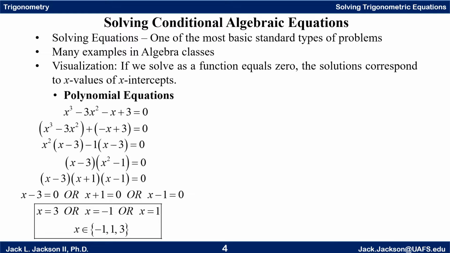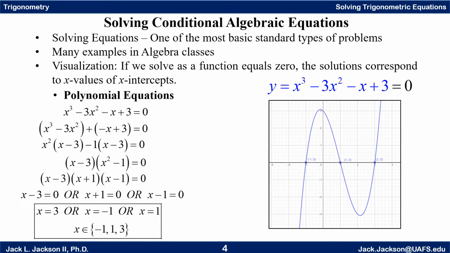Or we can condense the notation a little bit if we write it this way: x is an element of, that symbol is an element of, the set negative 1, 1, and 3. We can put those in any order we want. I just happen to put them in increasing order. From a graphical standpoint, if we were to graph this function right here, y equals x cubed minus 3x squared minus x plus 3, we see that it crosses the x-axis 3 times. So we've seen examples where it crosses 1, 2, and 3 times.